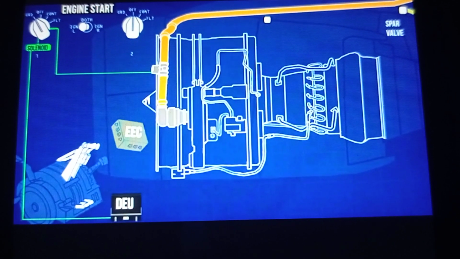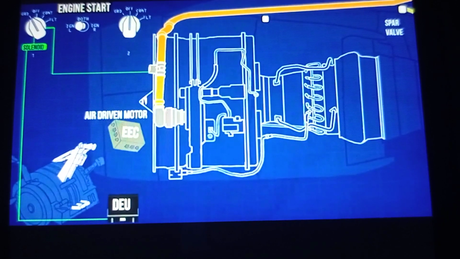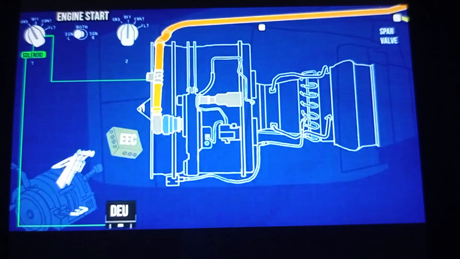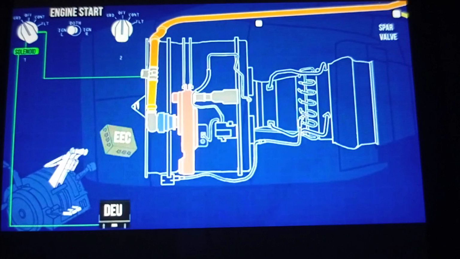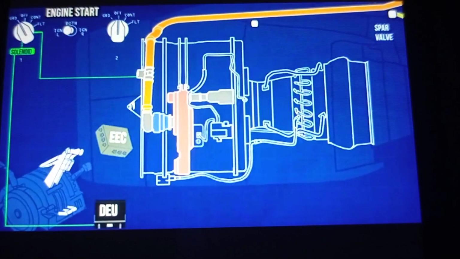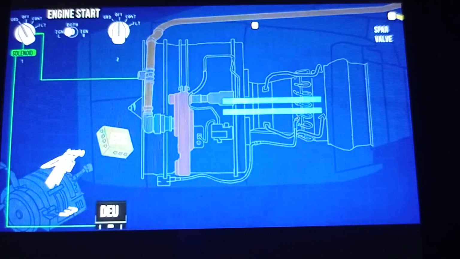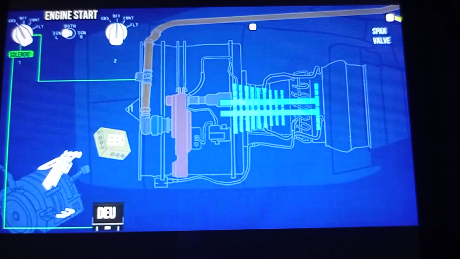The starter, which is an air-driven motor, consisting of turbine, reduction gears, and clutch, turns the output shaft of the accessory gearbox on the engine. The output shaft of the gearbox turns the N2 rotor of the engine, on which are mounted high-pressure compressors and high-pressure turbine. N2 rotation induces air suction into the engine.